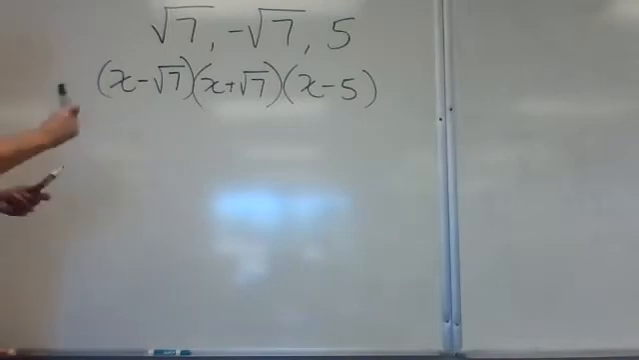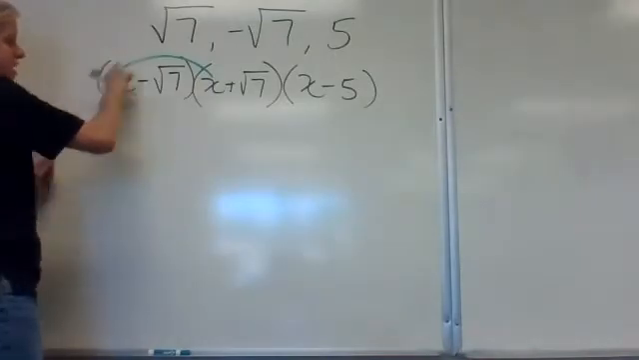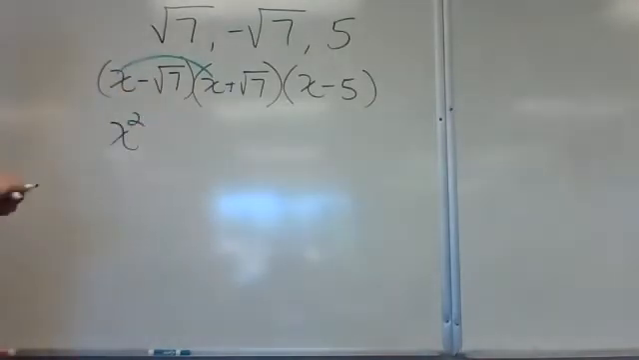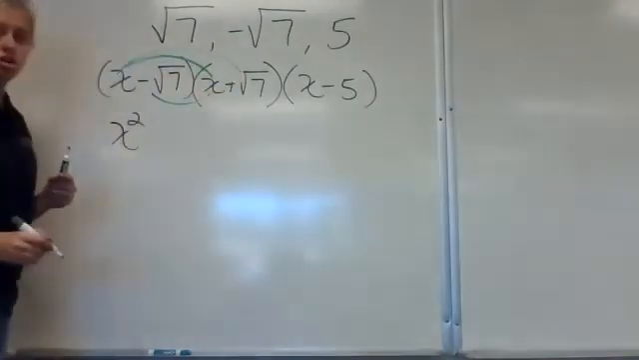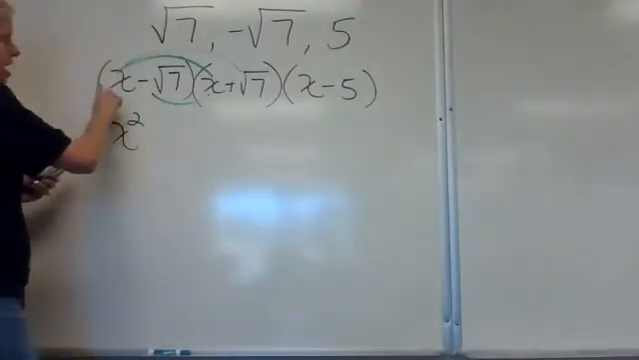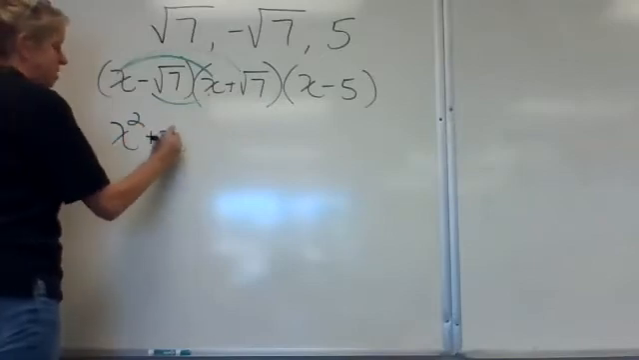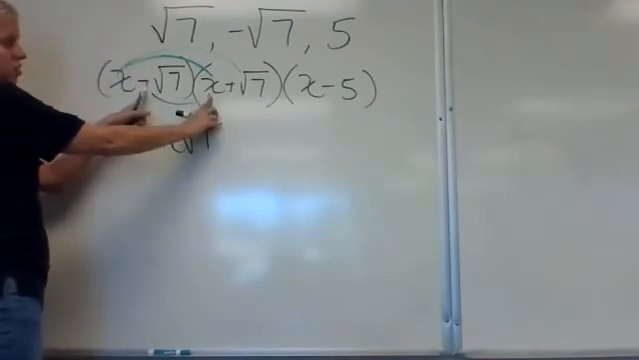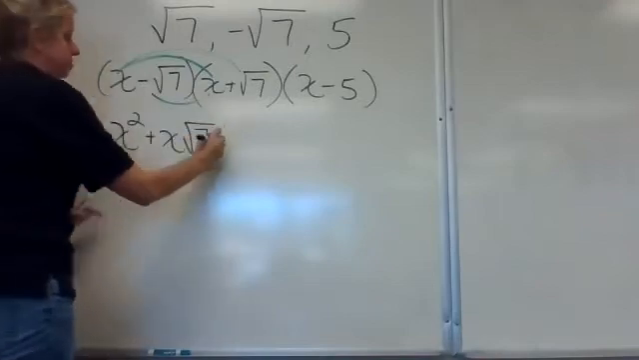So I'm going to want to multiply those together first. So here, my first, x times x gives me x squared. My outer combined with my inner should cancel each other out. That's what conjugates are going to do. So I have x times positive square root of 7, which is just positive x square root of 7, and then look what my inner is, negative x square root of 7.